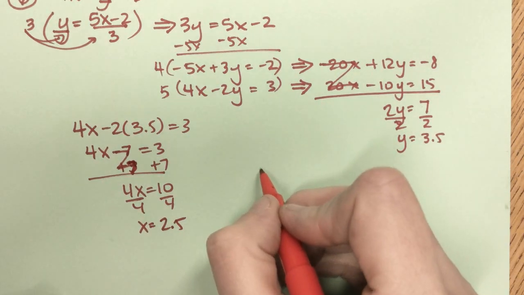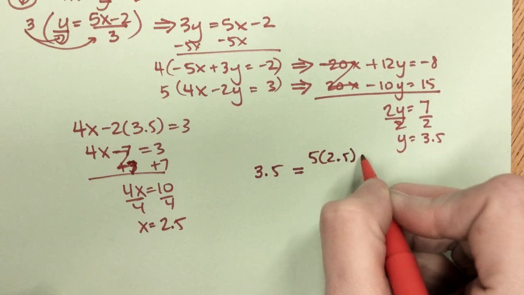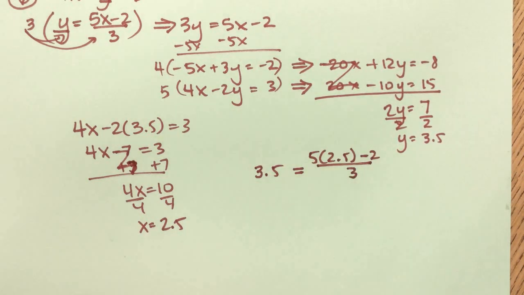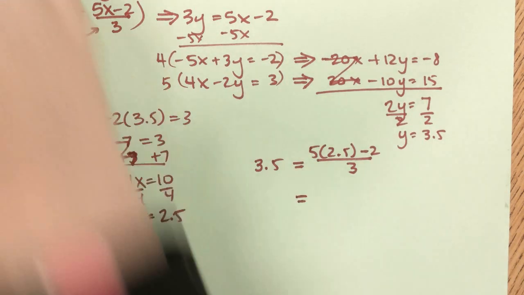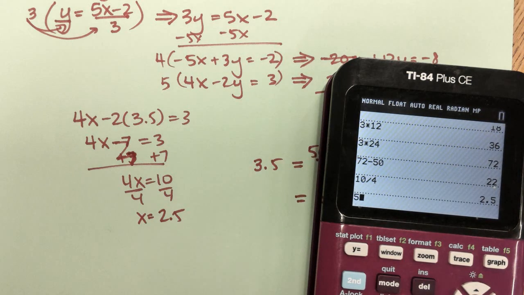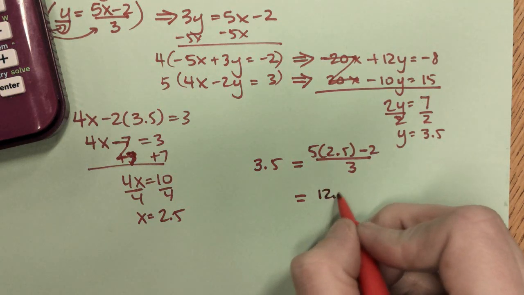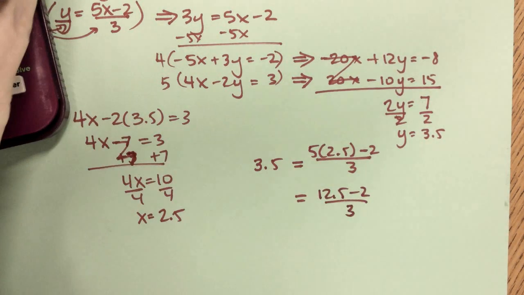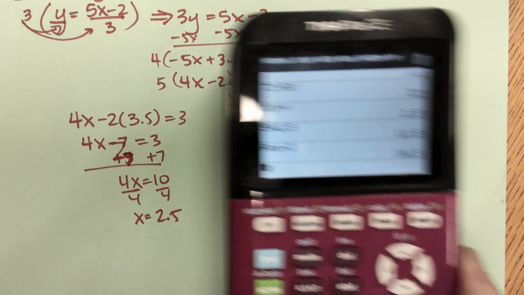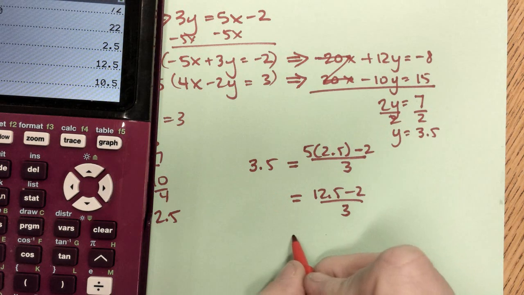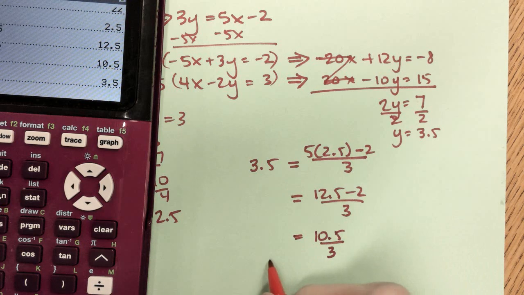So y is 3.5 should equal 5 times 2.5 minus 2 divided by 3. You guys, seriously, this is giving me nerves. Okay, so 5 times 2.5 is 12.5. 12.5 minus 2 is 10.5. Divided by 3 is 3.5.